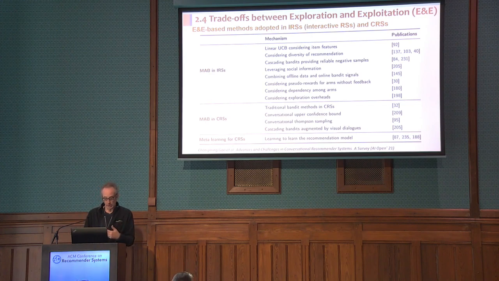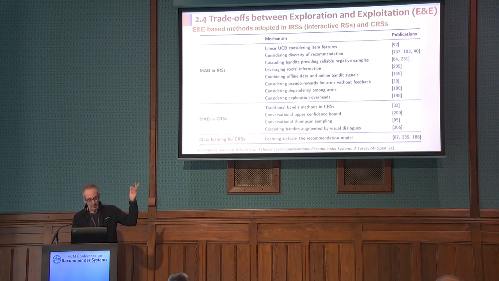bring in more and more additional constraints, diversity, making use of positive feedback as well as negative feedback, making use of social information, so a social network around users, making use of both online and offline interaction data, modeling dependencies between choices. Right? Often we assume that the choices are independent. If you assume that they are dependent or some level of dependency, then the modeling becomes more complex. There are examples of that. And then towards the bottom here, the application of these methods in the conversational setting.